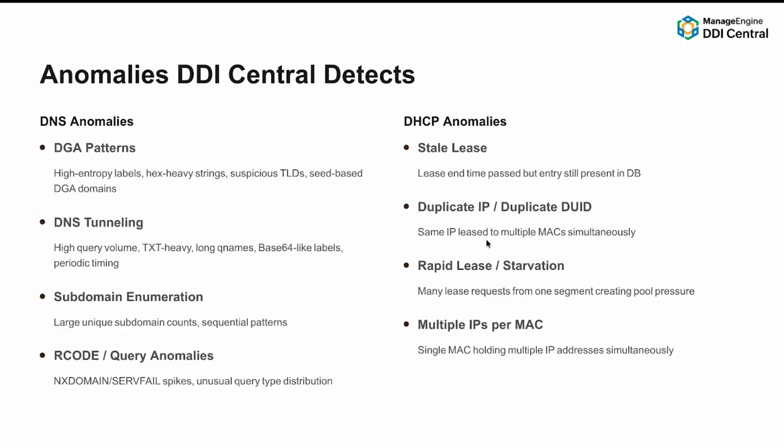So these are the anomalies DDI Central detects, and you get to block them right away. A particular domain name can match more than one anomaly category. So the risk level for those domain names would vary and would increase with the number of criteria that match the particular domain name. A particular malicious domain name can have DGA patterns as well as exhibit DNS tunneling. So the confidence score will rise accordingly.